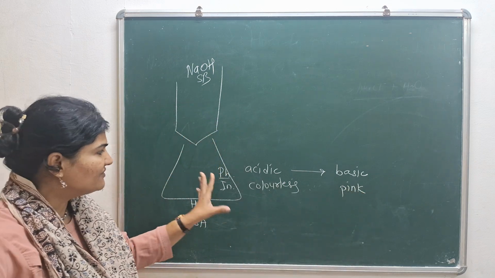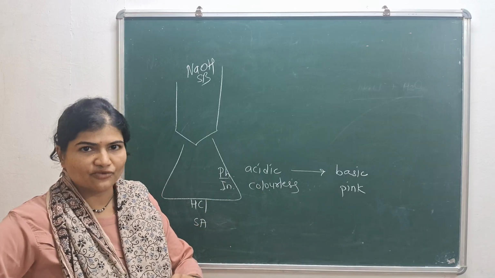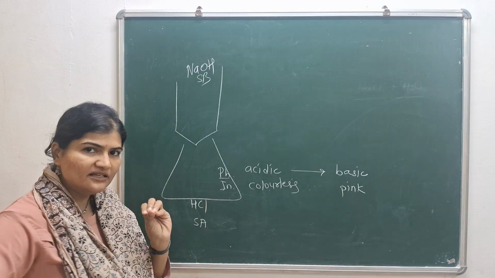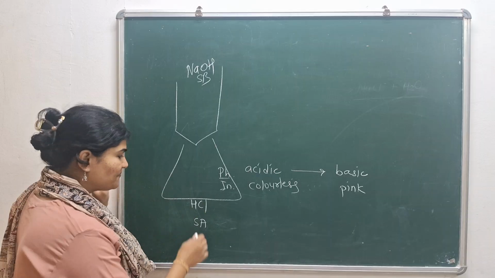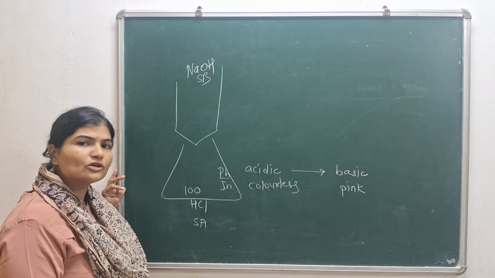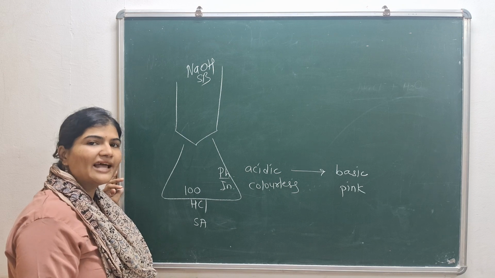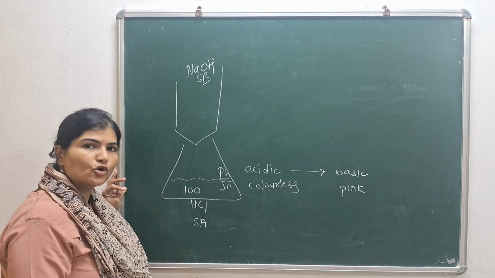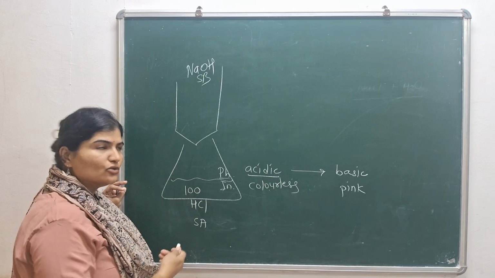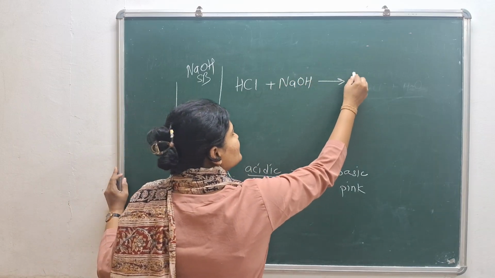Now, we know that we have used an indicator which is going to change its color at the completion of reaction or when the pH changes from acidic to basic. Let's understand very simply. Just imagine that there are 100 molecules of HCl in the conical flask, and your NaOH is coming down and reacting with those 100 molecules of HCl. Initially, only HCl will be there in the conical flask, so pH is obviously going to be acidic.